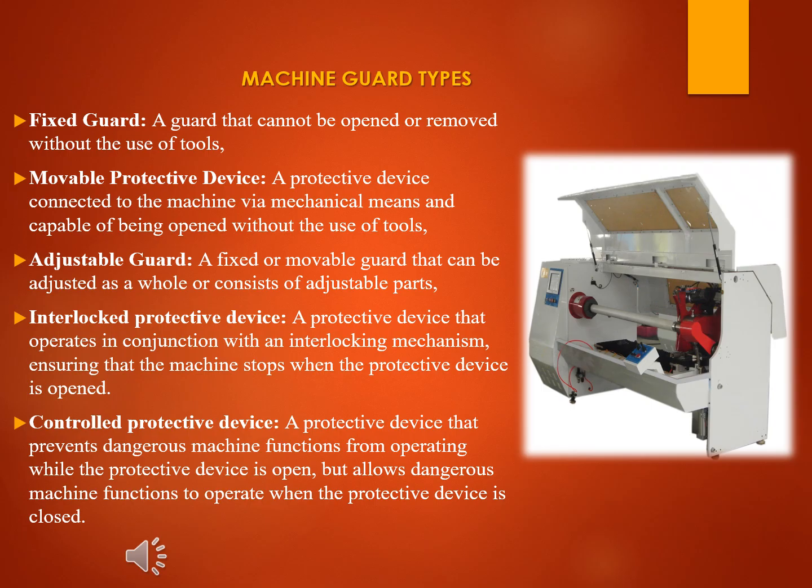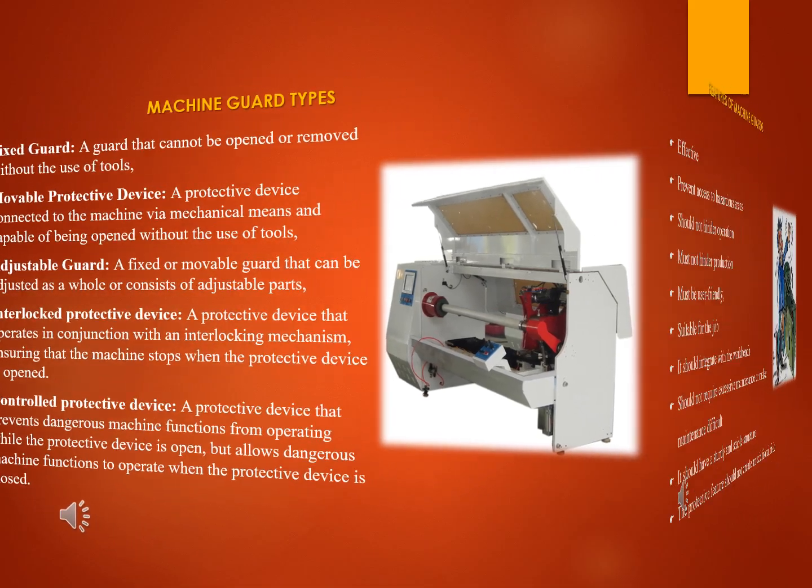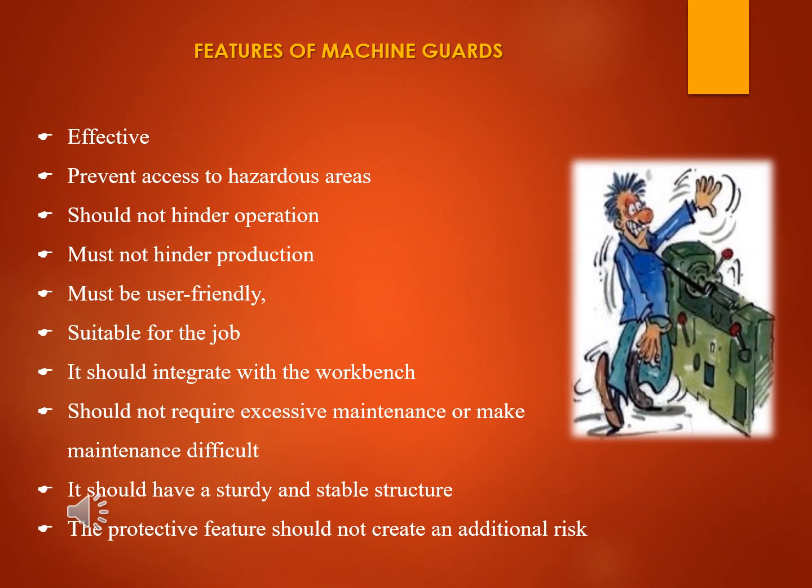Controlled protective device is a protective device that prevents dangerous machine functions from operating while the protective device is open, but allows dangerous machine functions to operate when the protective device is closed. Guards must effectively prevent access to hazardous areas, not hinder operation or production, be user-friendly and job-appropriate, integrate with the workstation, avoid excessive maintenance, be sturdy and stable, and not introduce new risks.